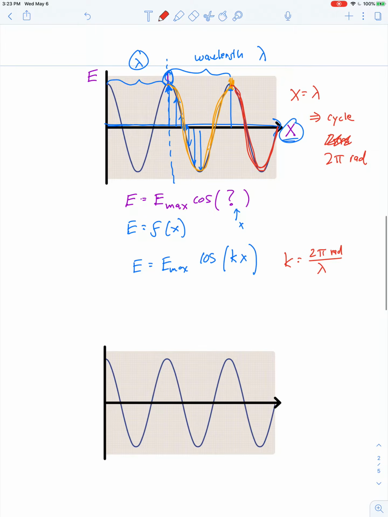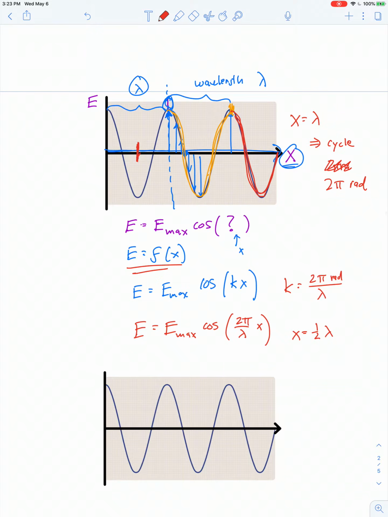So I think k must be equal to 2 pi radians for every wavelength. So that means the electric field is a function of x according to the equation. Just take whatever the maximum value for electric field is and multiply it times 2 pi over lambda multiplied by x. So let's say x is equal to 1/2 of a wavelength. So that would correspond to this point on the graph. You see it in red right here?